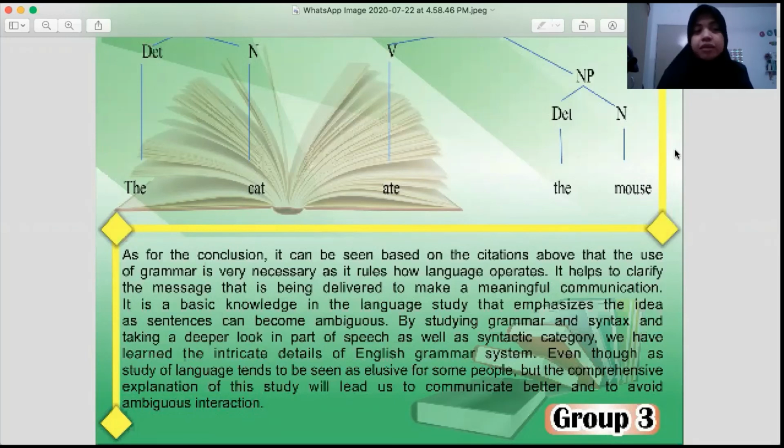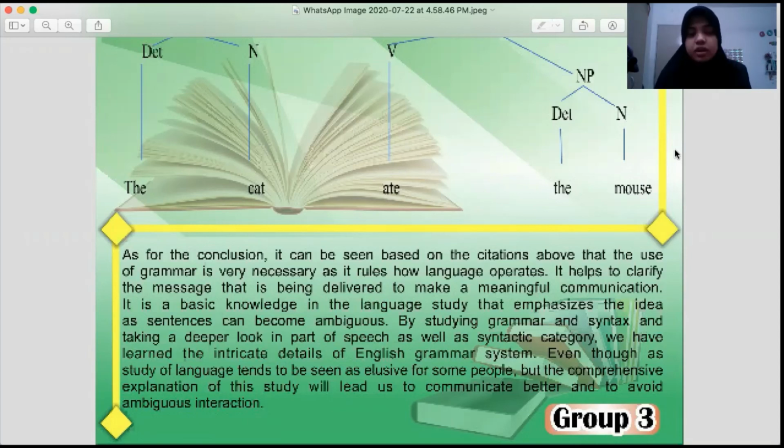It helps to clarify the message that is being delivered to make meaningful communication. It is basic knowledge in language study that emphasizes the idea, as sentences can become ambiguous. By studying grammar and syntax and taking a deeper look at parts of speech as well as syntactic categories, we have learned the intricate details of the English grammar system.